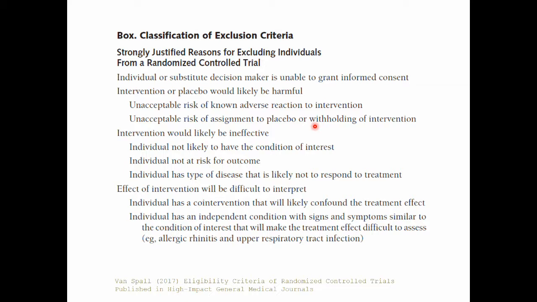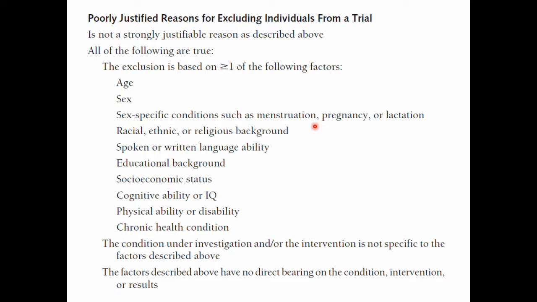Now, those are pretty unambiguous. It's pretty clear for these things that they would be exclusion criteria. What we get into then is this long list of possibilities of things that are generally poorly justified reasons for exclusion. And they tend to be all these kind of demographic type variables.